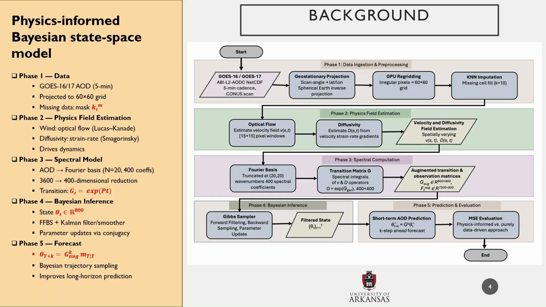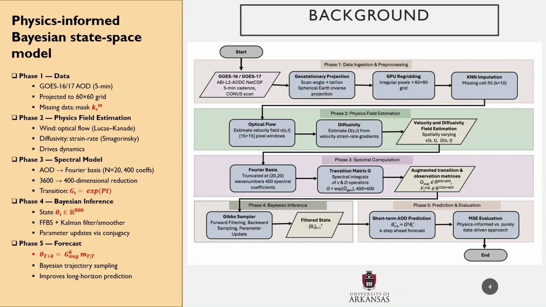Now, let me give some background on the underlying physical model and the pipeline architecture. The mathematical foundation is a physics-informed Bayesian state space model. I will walk through the 5 phases at a high level. Phase 1 is data ingestion. We take GeoES 16 and GeoES 17 AOD retrievals at 5-minute cadence and project them onto a 60 by 60 spatial grid covering the western United States. Any missing data due to clouds or sensor gaps is masked.